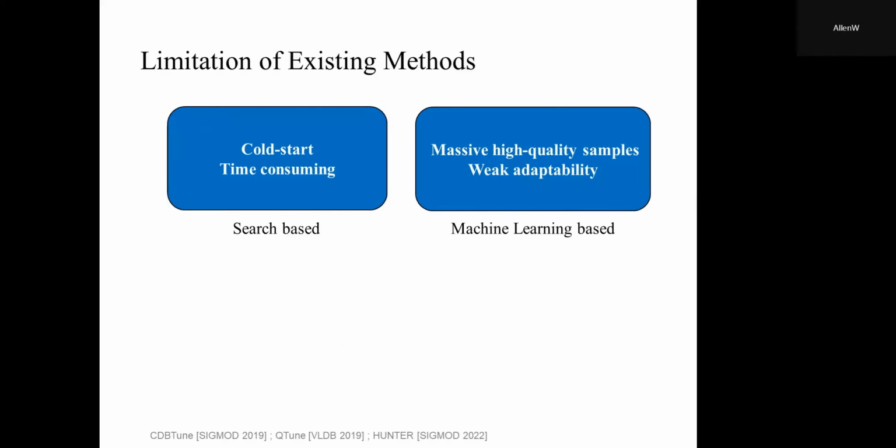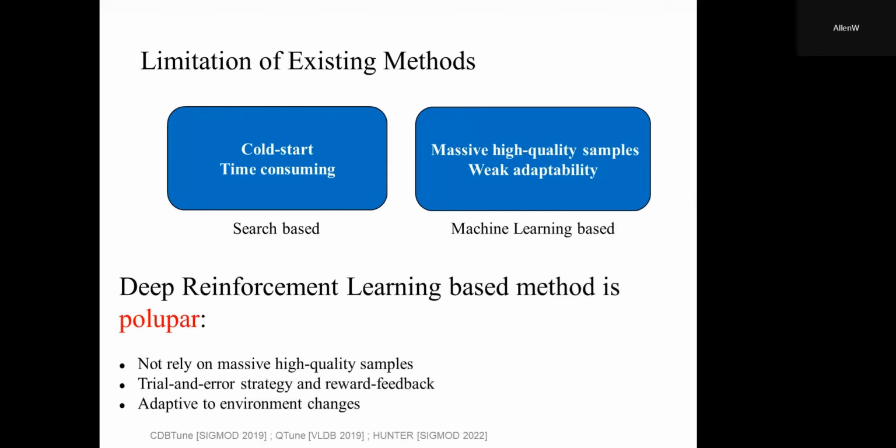Existing auto-tuning methods have limitations. First, search-based methods do not take advantage of past trials and learn from scratch. That is very time-consuming. Second, machine learning-based methods rely on massive high-quality samples that are hard to obtain and have poor adaptability to workloads and hardware environments.